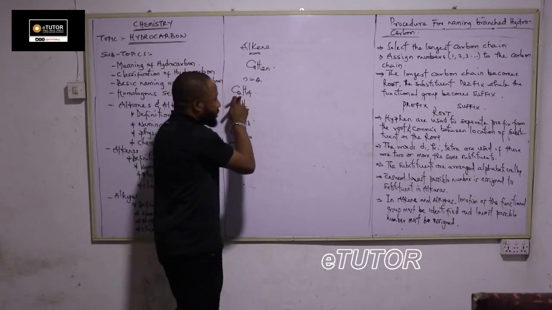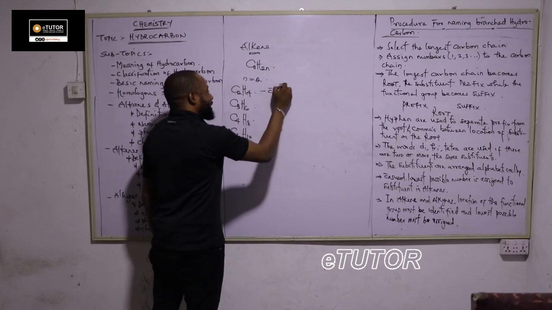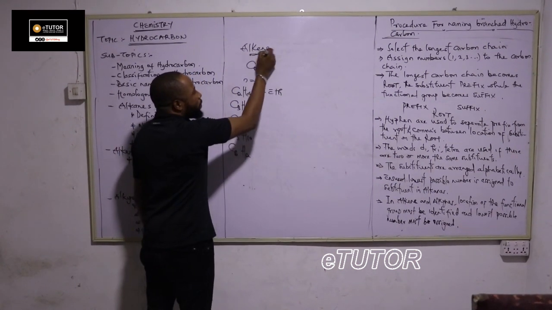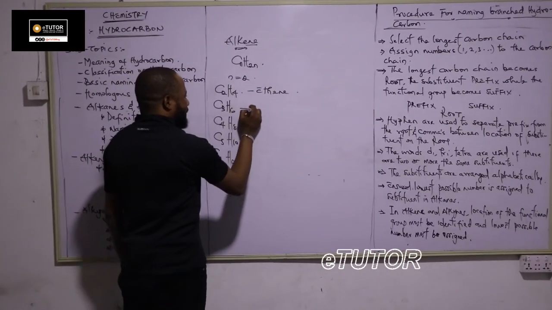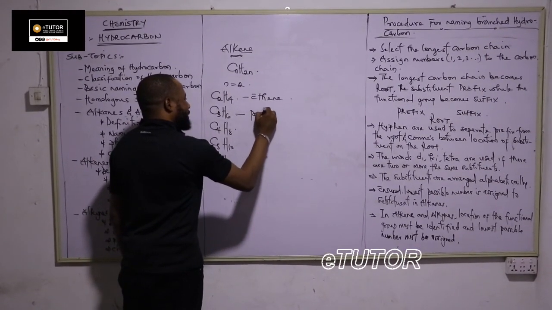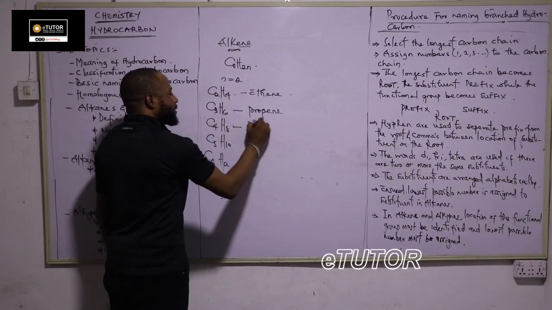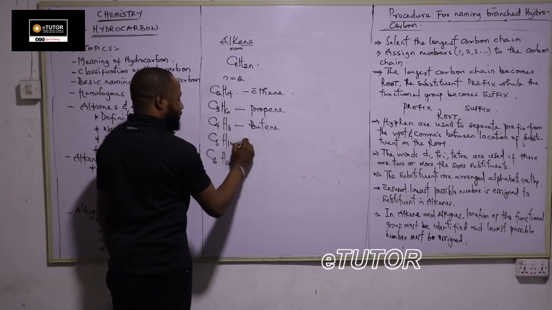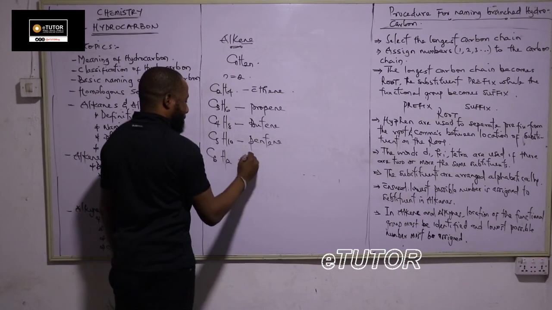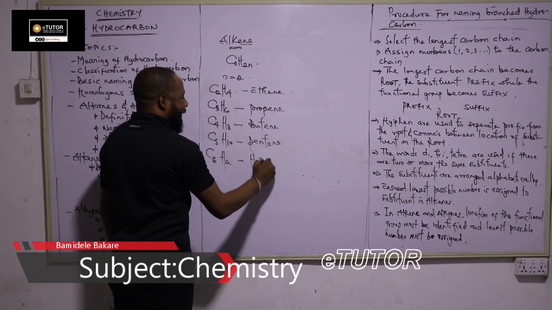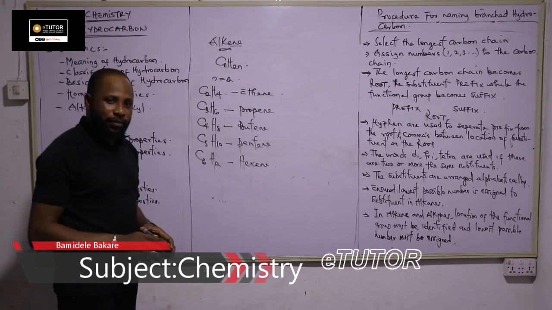Unlike alkane, where the first member is methane, the first member of this homologous series, alkene, is C2, 2 carbon atoms, H4. Then the functional group, ene: ethene, propene, butene, pentene, hexene, and so on and so forth.